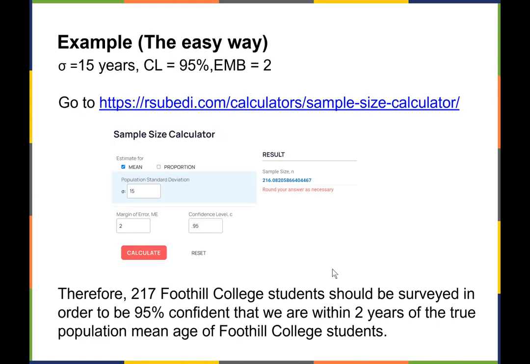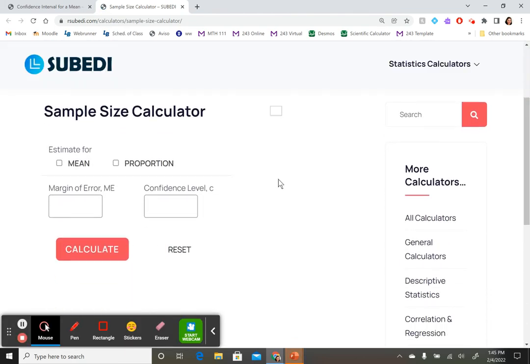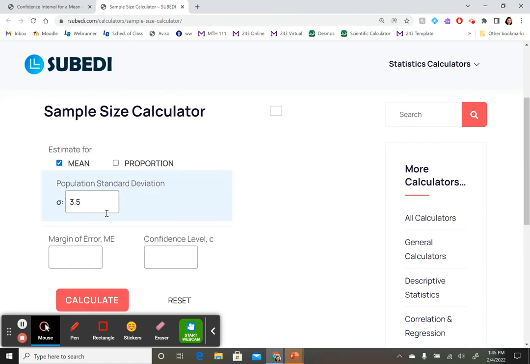There's a calculator for this as well. There's a hard way to do that, but this is definitely the easy way. So let's go to this calculator. Oh, it actually worked there. The link for this is also in the same place in the resources. So we're going to make an estimate for mean this time. Our population standard deviation was 15. That was given to us in the problem. And our margin of error, we wanted to be within 2 years, so that's going to be 2. And we wanted a confidence level of 95%, so 0.95. So we hit calculate, and it says 216.082.